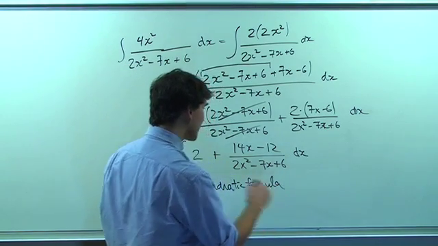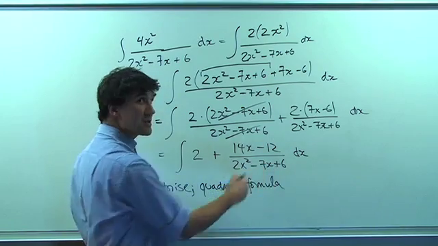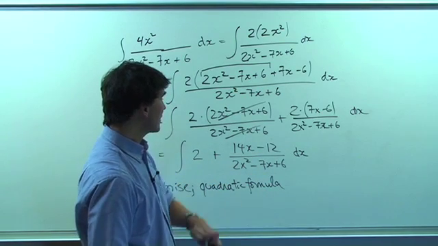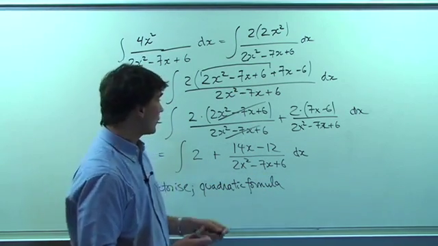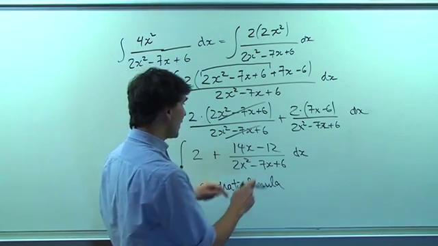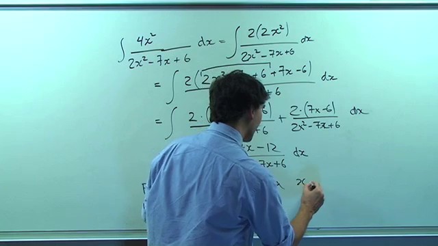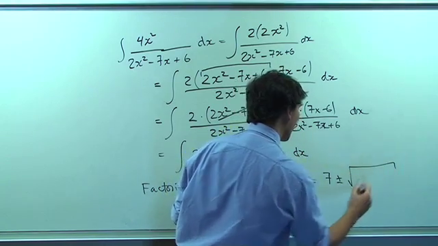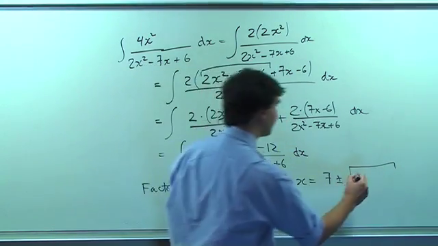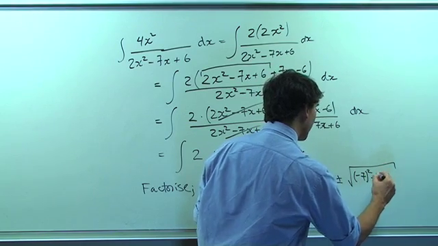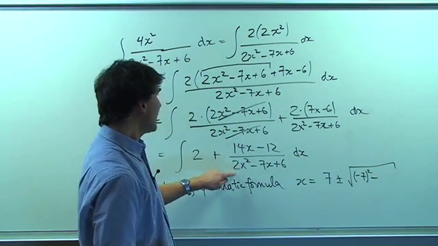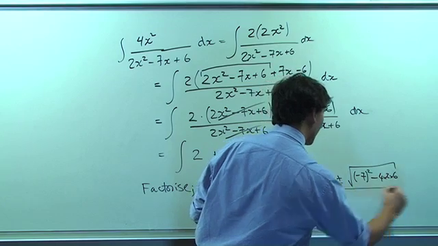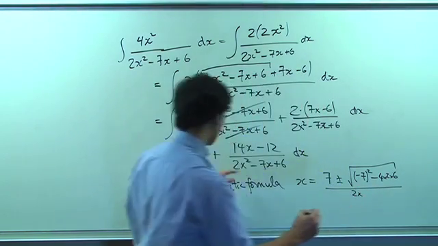So the quadratic formula means we're thinking of this as ax squared plus bx plus c equals 0. The roots of that are minus b plus or minus the square root of b squared minus 4ac, all divided by 2a. So here b is minus 7, so we'll have x is minus minus 7, so that's 7, plus or minus the square root of b squared, so it's minus 7 squared, minus 4 times 2 times 6, all divided by 2a, 2 times 2 here.